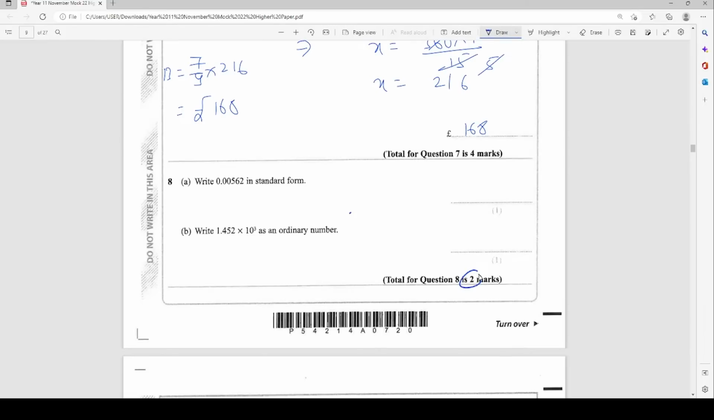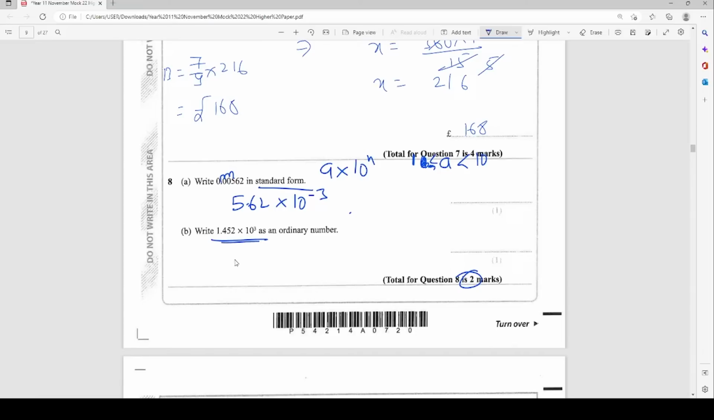I think this 2 marker was something that everyone should have got correct. The standard form basically means that I have to get a times 10 to the power n, where n stands for an integer. Here, a is a number that is actually between 1 and 10, and I can include 1 but I can't include 10. So here I will have 5.62. I'm moving this decimal 1, 2, 3 times, so times 10 to the power minus 3 is my answer.